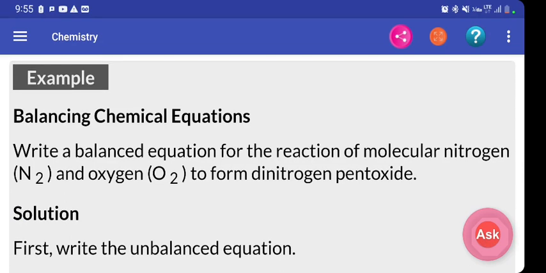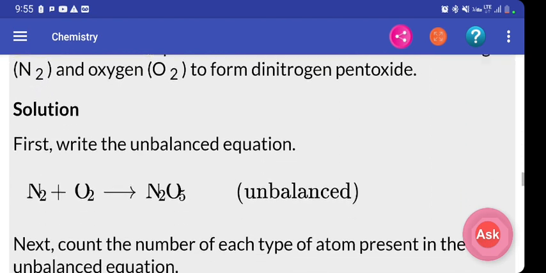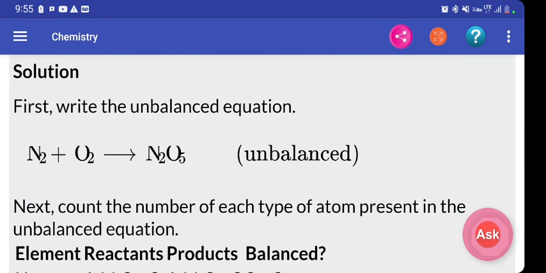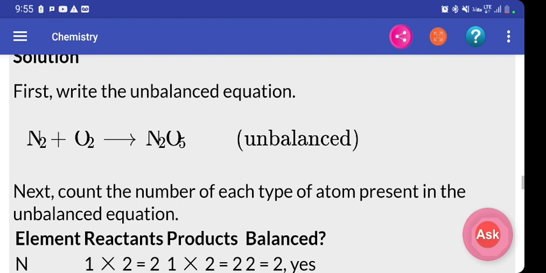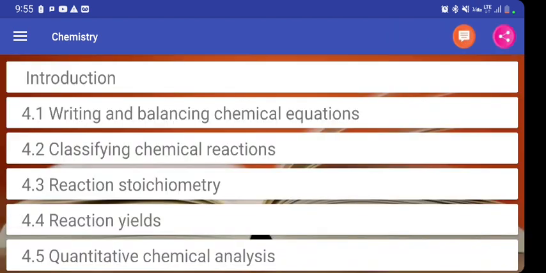Write a balanced equation for the reaction of molecular nitrogen, N2, and oxygen, O2, to form dinitrogen pentoxide. Solution. First, write the unbalanced equation: N2 + O2 → N2O5.